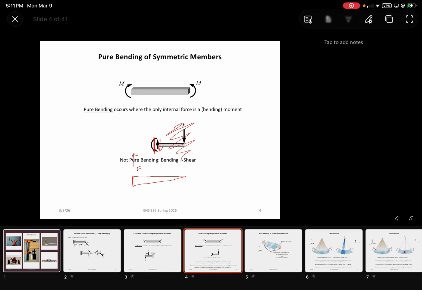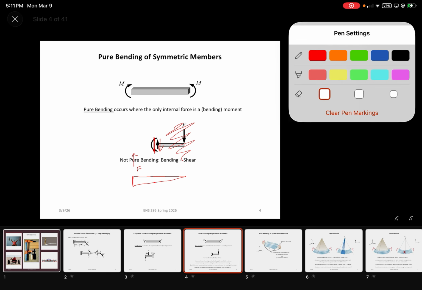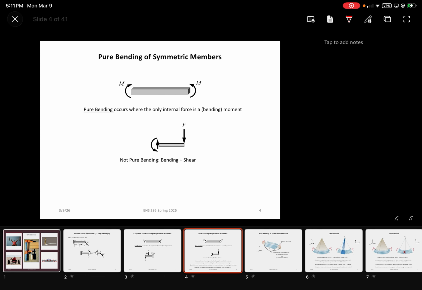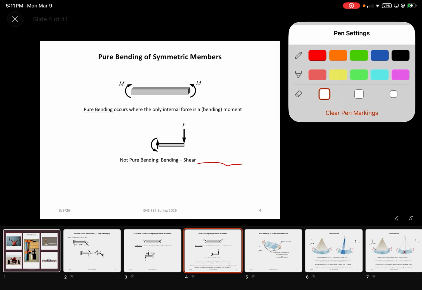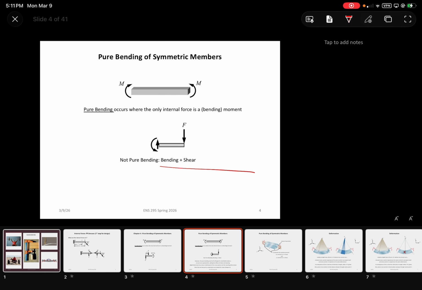Let me erase this just because I know there are some notes here. Clear pen markups. Whoops. And again, not working. Come on, there we go.